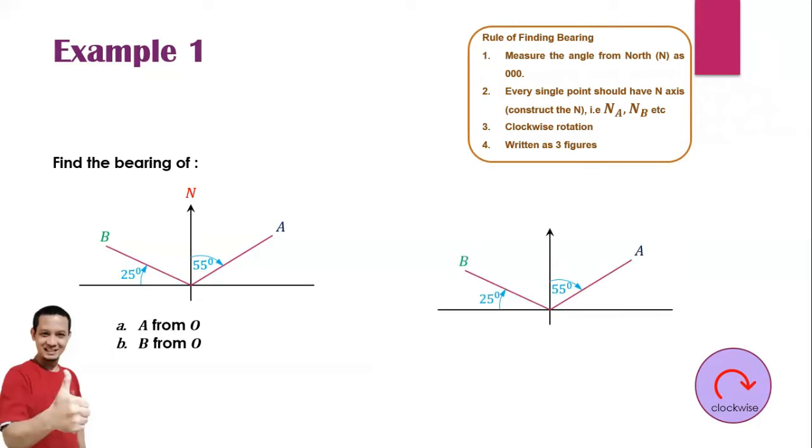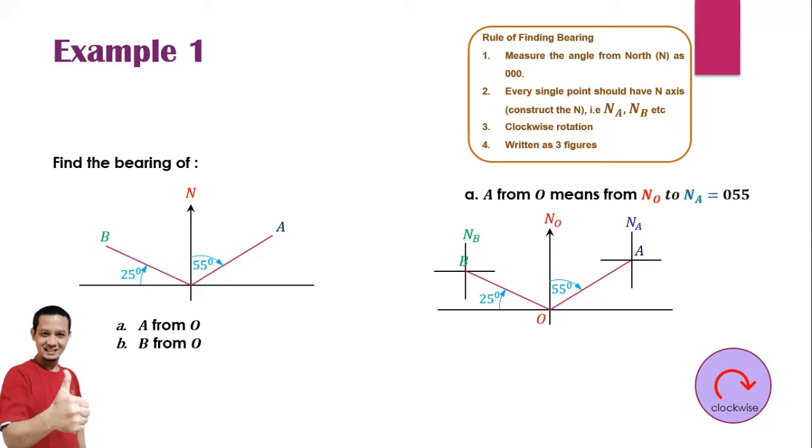Okay, look at the diagram. We just copy the diagram. Every single point should have an axis. We have to construct x, y axes on every single point. We call this one O because it is the center, and automatically this one is north O. For the left side, of course, it has north B, and for the right side, it has north A. Students, every single point has a north direction. That's the key to how to construct and how to find bearing in mathematics.